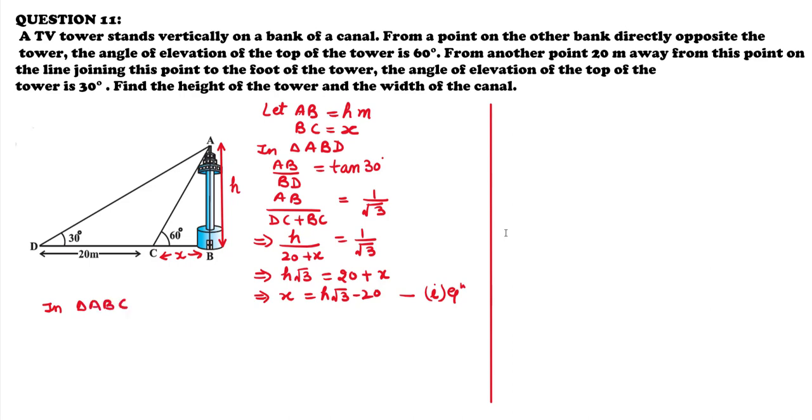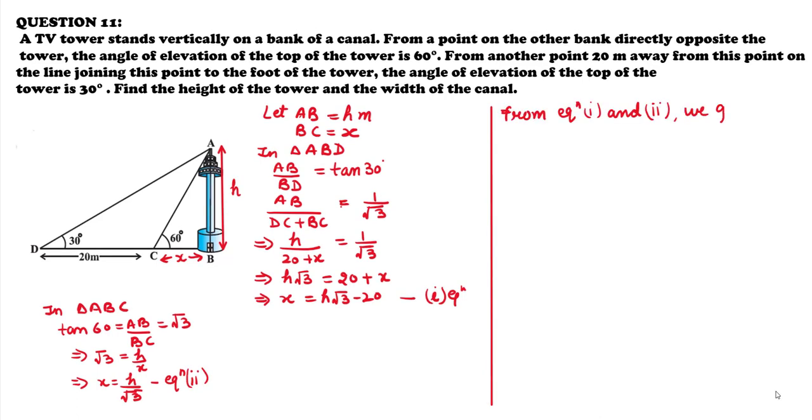Now let us take triangle ABC. So tangent 60 is equal to AB upon BC, that is equal to root 3. That implies root 3 is equal to h upon x. So from here we get the value of x, that is equal to h upon root 3. This is equation 2. From equation 1 and 2 we get h root 3 minus 20 is equal to h upon root 3.